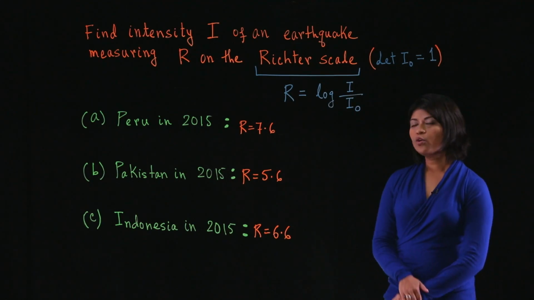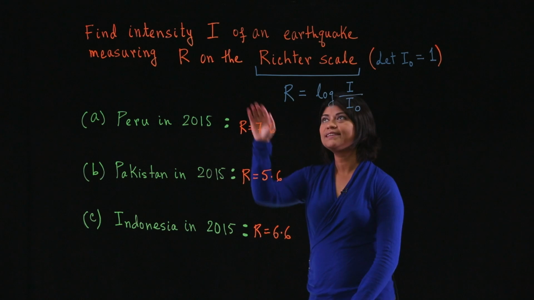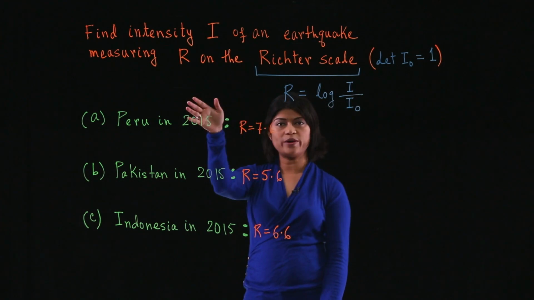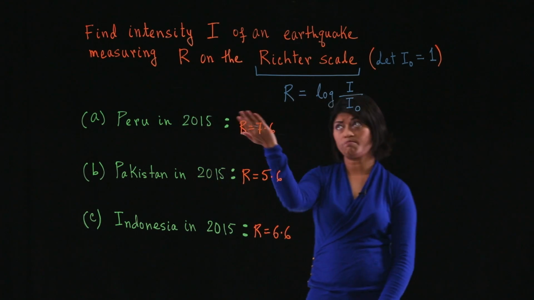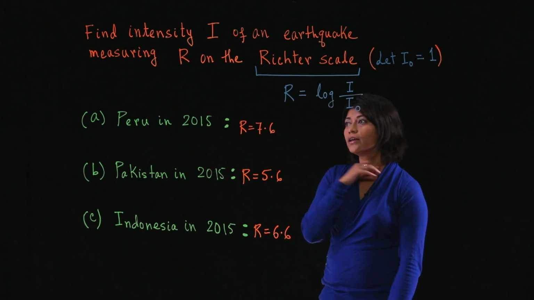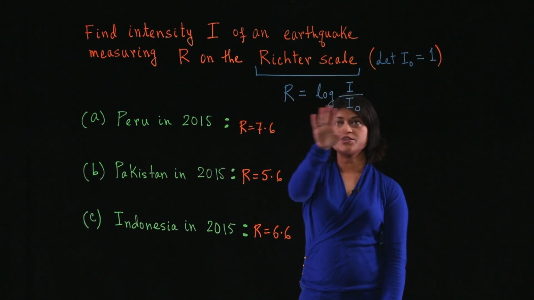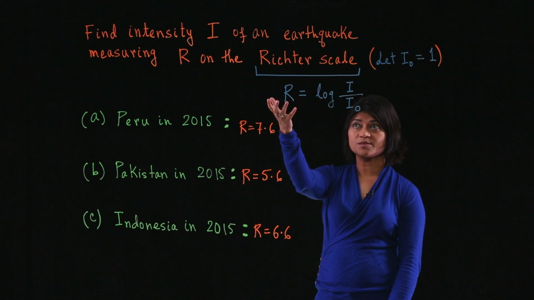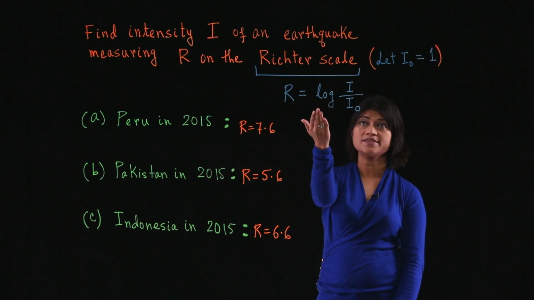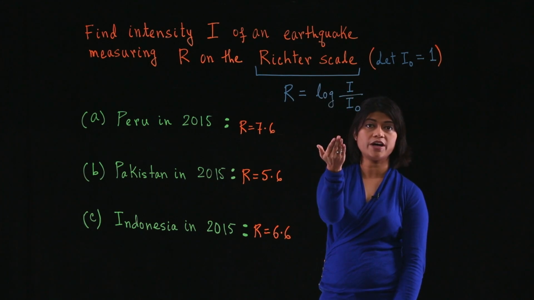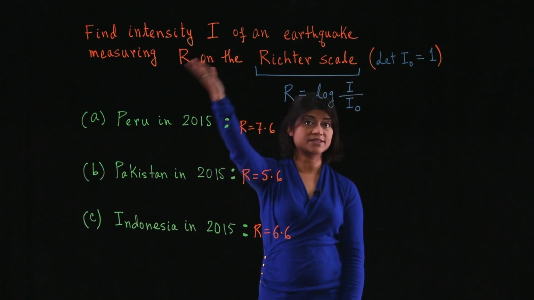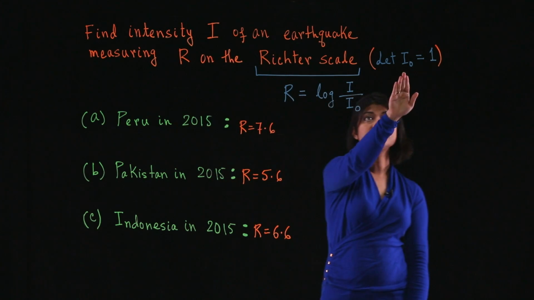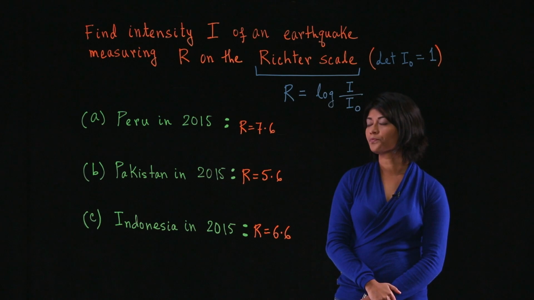Hi, I'm Papia. In this problem, we have to find the intensity of an earthquake measuring R on the Richter scale. This logarithmic equation gives us the model: R, the Richter scale, is equal to log of I over I0, where I is the intensity that we have to find and I0 is given to be 1.